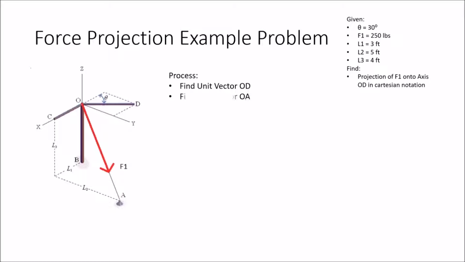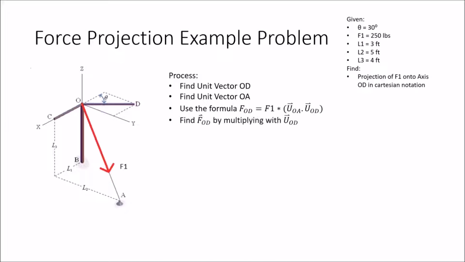Then I look at the force and realize that it is in Cartesian notation, and so I need to get the unit vector of the force in order to be able to break it up into its components. Next, I'll find the force projection directly by using the equation that F_OD is equal to F1 times the dot product between the unit vector of OA and the unit vector of OD, which means that the force projected onto the axis OD is simply the magnitude of the force multiplied by the dot product between the two unit vectors. Then I will find the projected force in Cartesian notation by multiplying the magnitude of the force by the unit vector of OD.